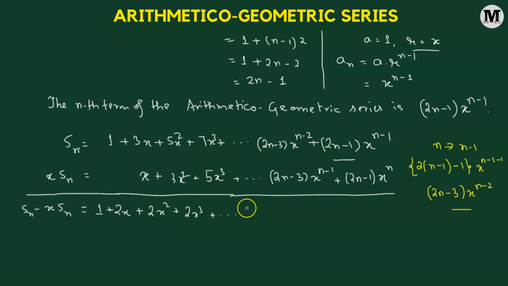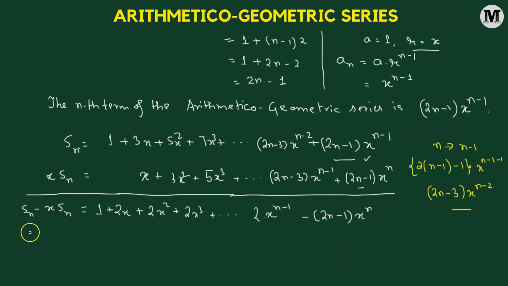This is going to go on. Now we will consider the last term of Sn, which is 2n minus 1 term x raised to the power of n minus 1. And from this term, we're going to subtract the second last term of xSn. So 2n minus 1 minus 2n minus 3, that's going to simply give us 2. So we have 2 multiplied to x raised to the power of n minus 1. And then we have the last term of xSn, so that's simply minus 2n minus 1 multiplied to x raised to the power of n.